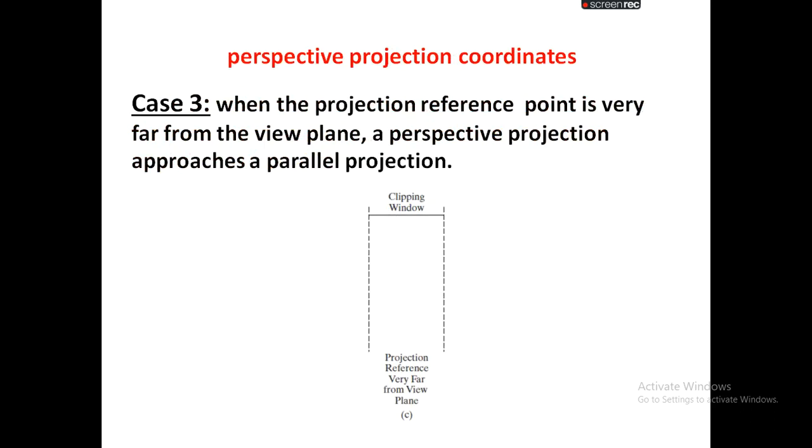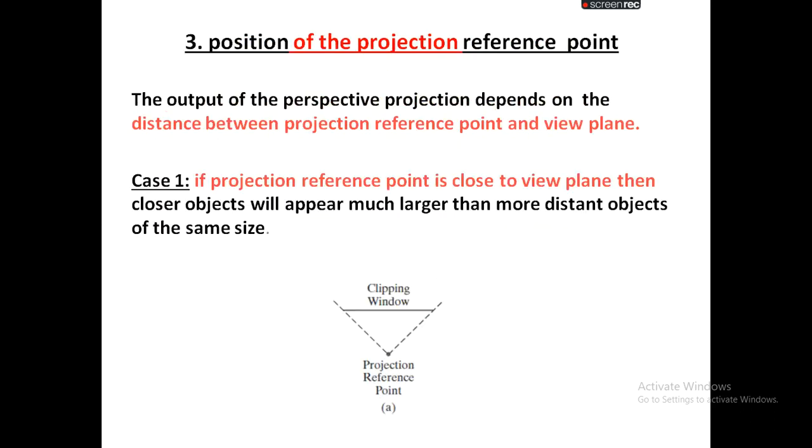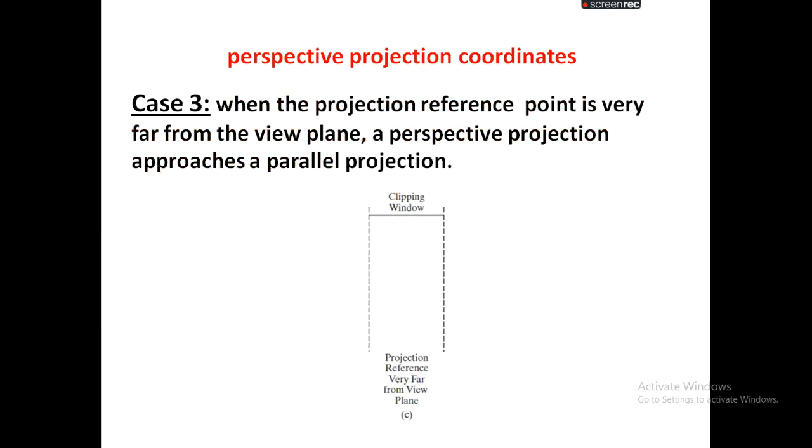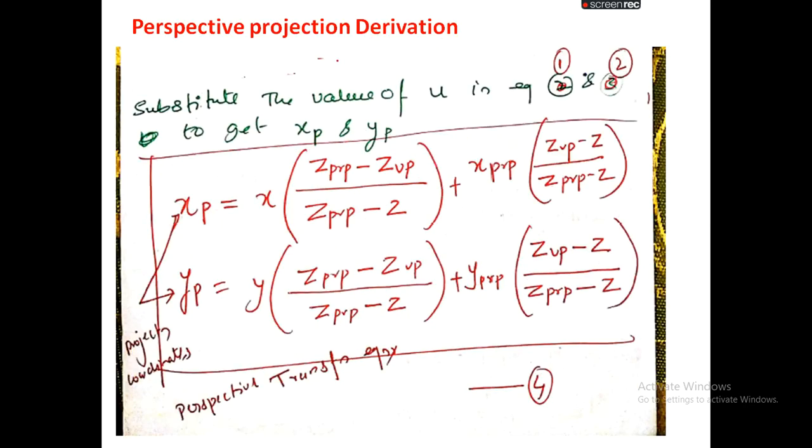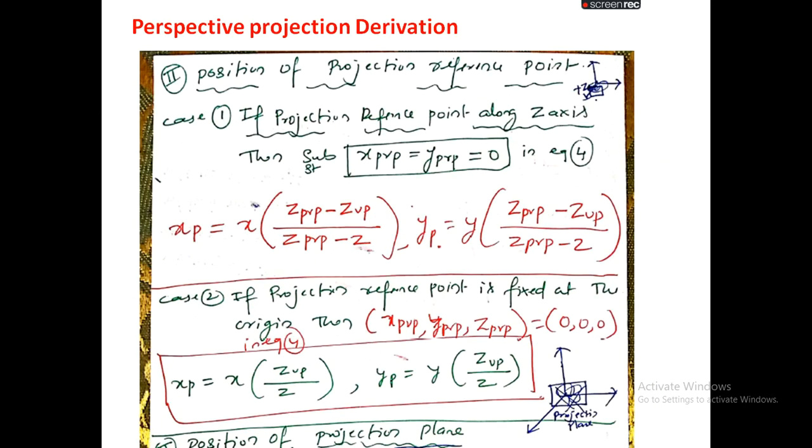Then we discussed the projection reference point here. These are case 1, case 2, case 3. These are the projection reference point positions we discussed as theory. But now I am discussing derivation. So derivation is nothing but here. This is the derivation. Please see the derivation. Roman number 2 means the position of the projection reference point when you are projecting a point P in space onto the projection plane.